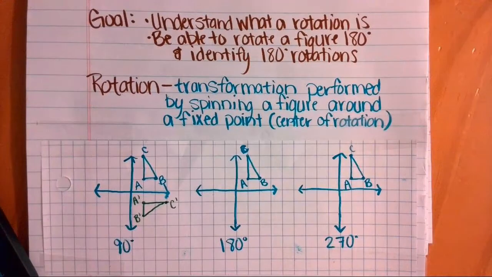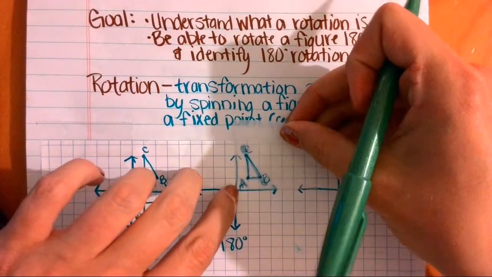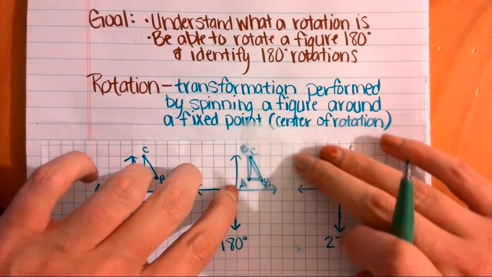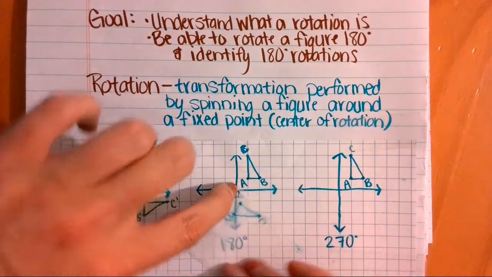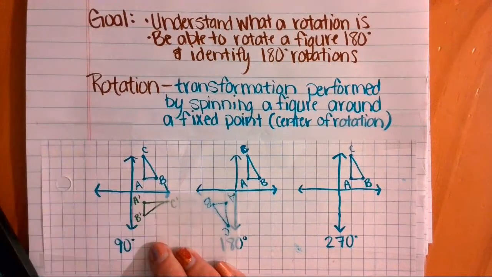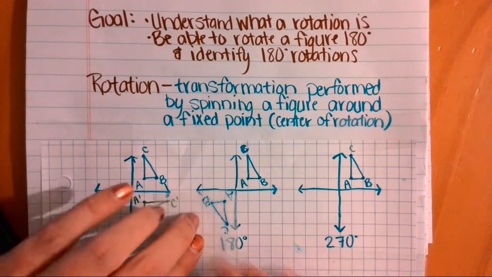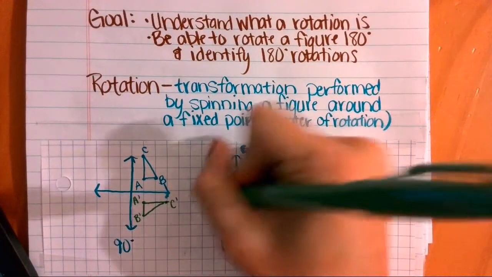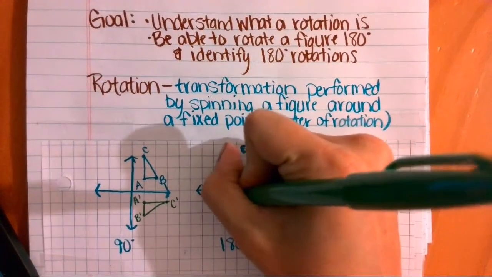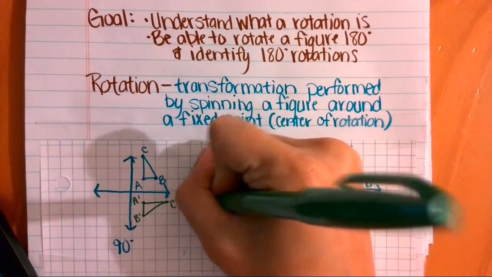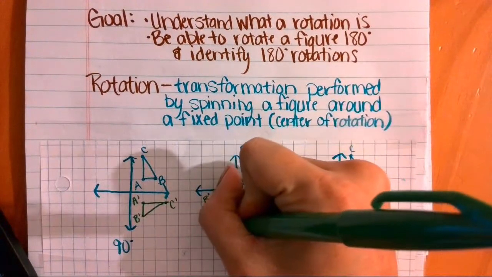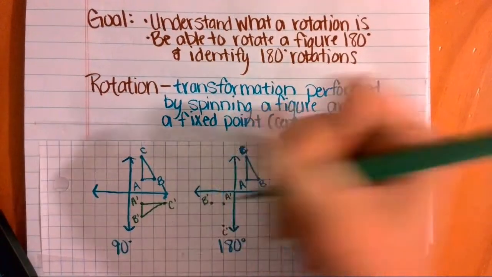And we'll do the same thing for 180. So for 180 degrees, we move 2/4 and we rotate it and it moves down to the opposite quadrant. And we'll label our points. We have A prime, B prime, and C prime.